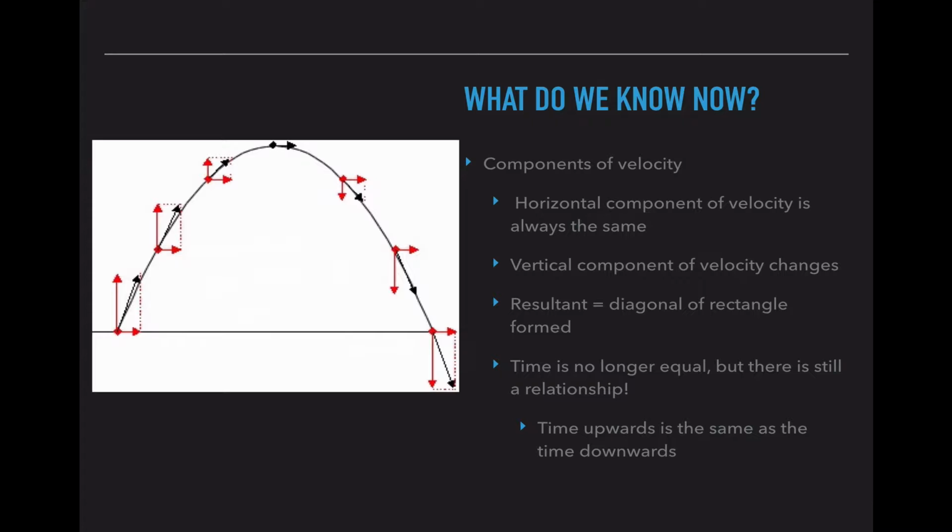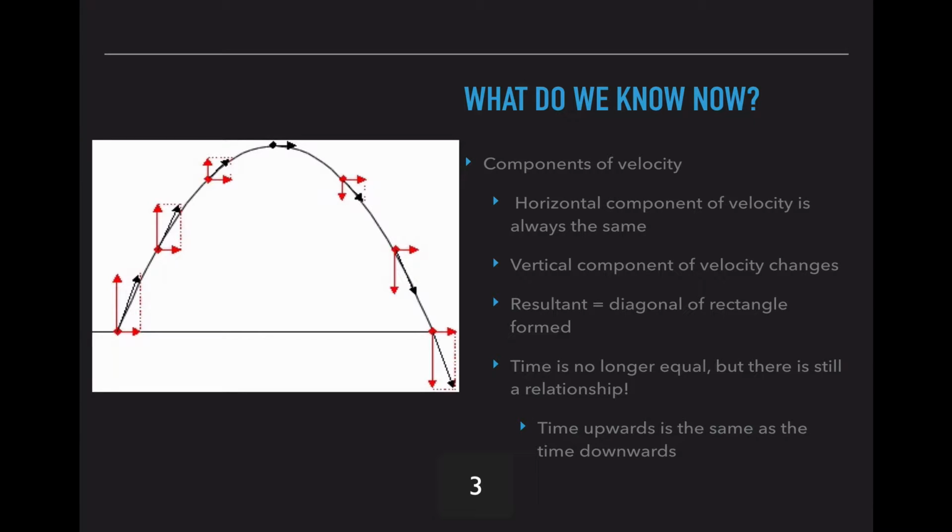So what do we know now? The components of the velocity have the same relationships. The horizontal component is always the same. The vertical component changes. But now we have a resultant, or a diagonal, of the rectangle being formed. Now the one thing I don't like about this diagram is that it's not drawn tip to tail, which I told you had to do in previous slides. So instead of this red arrow being here, I would actually have it being here. So we have the tip to tail method for the two vectors of the triangle, as well as the resultant.